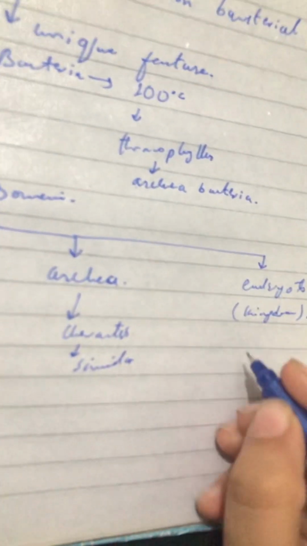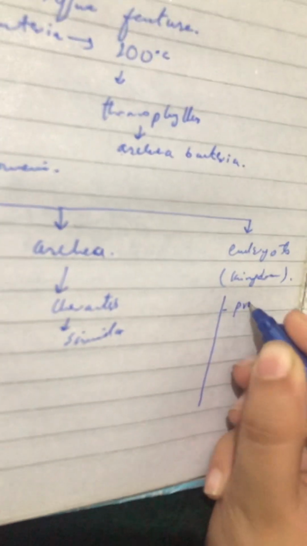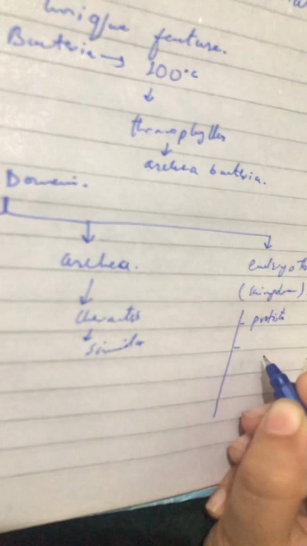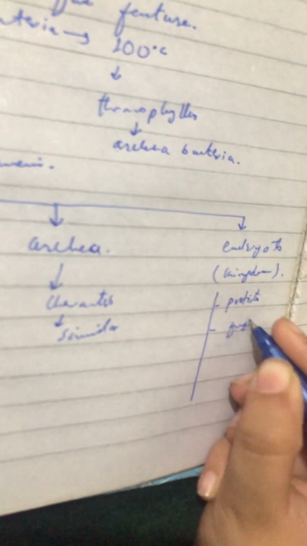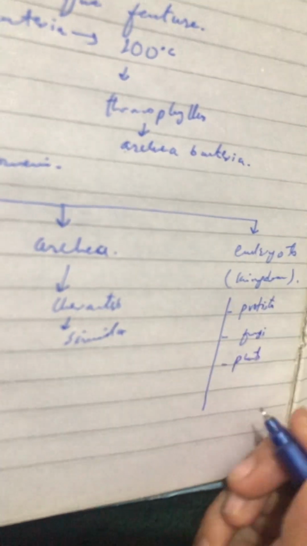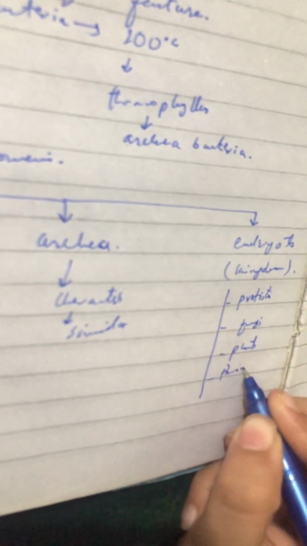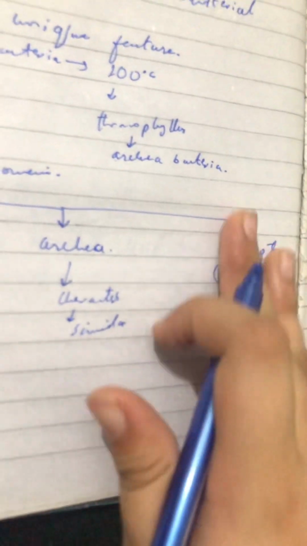Now if we talk about eukaryotes, in eukaryotes we have included protista, fungi, plants, and animals. These are included in the eukaryotes. Now, these were the similar characters, right? And we also have some new characters at that time. So that was discussed on the basis of domain.